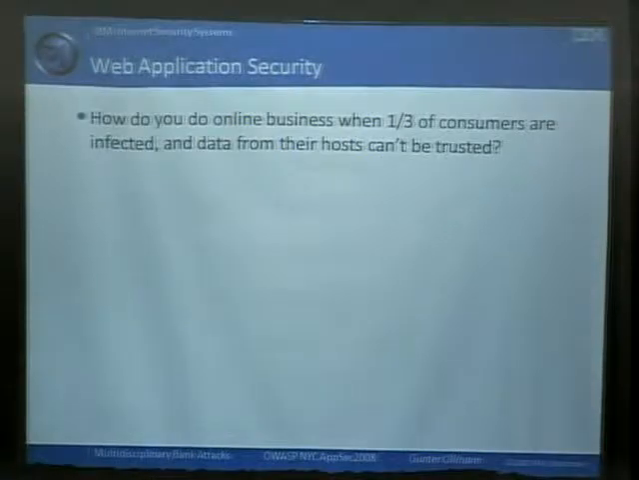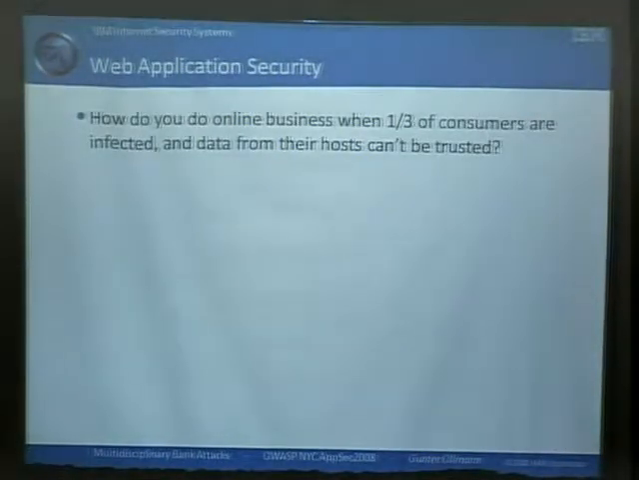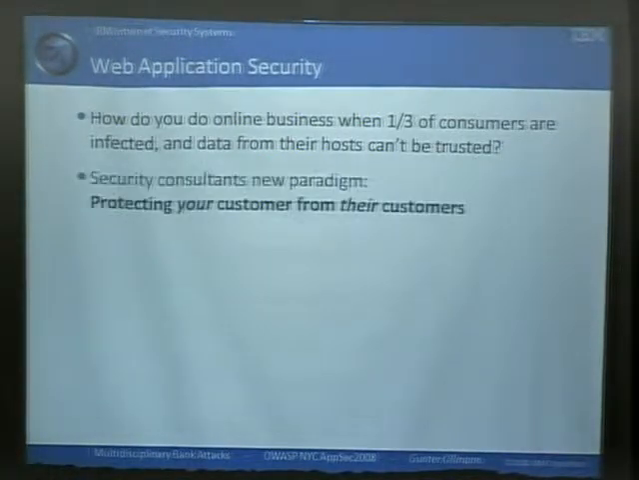So from a web application security perspective, this is the tricky part. How do you do online business if about 1/3 of your customers out there, scattered around the globe, are already compromised and you can't actually trust the information that comes from those machines? This is the paradigm that we now need to face from a security consulting perspective and also in the way that we develop and design applications.